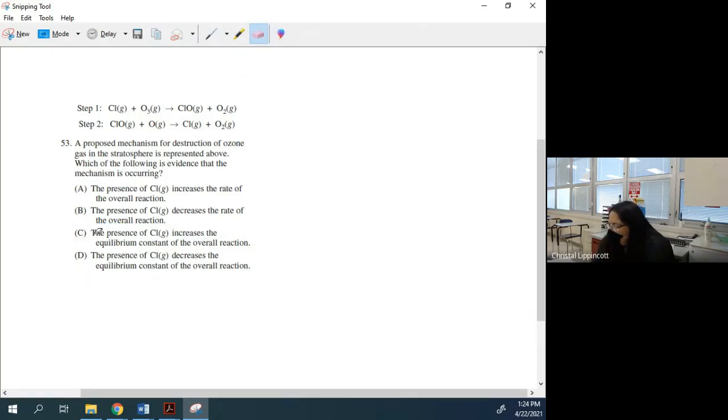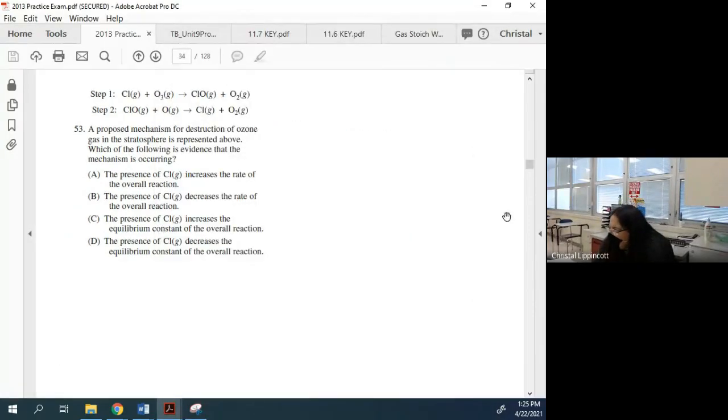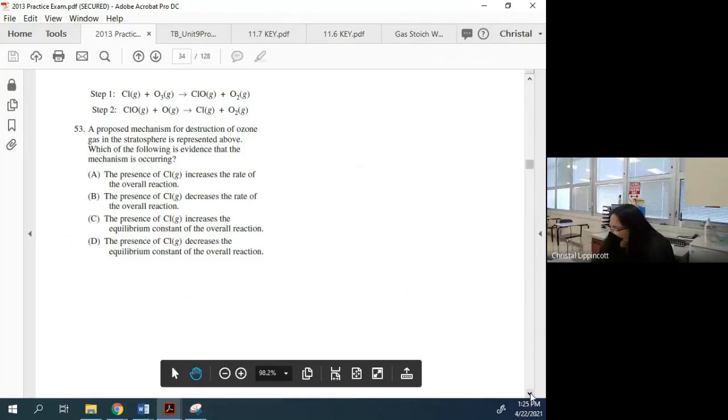So that gets rid of C and D immediately. It's not going to decrease the rate of the overall reaction. I'm sorry, I meant that as far as the equilibrium constant. It's not going to affect the equilibrium constant. It's going to affect the rate of the reaction because it's going to allow that activation energy to be lowered, and that's going to increase our reaction rate. So that's A. It should have been your response, and it was, so you did a good job. Okay? All right, let's try the next one, 54.